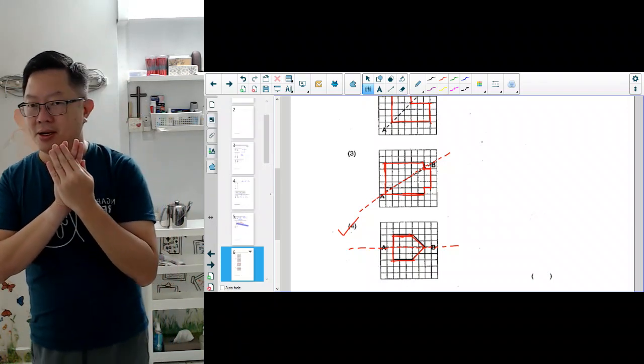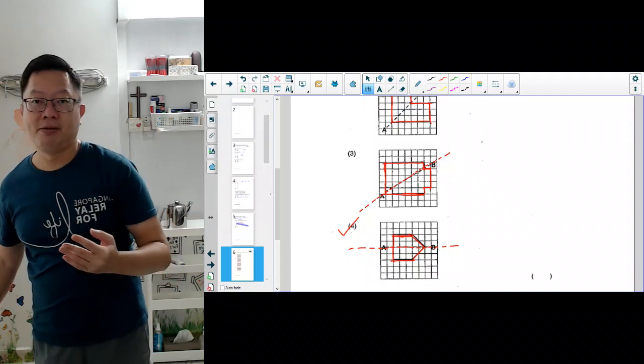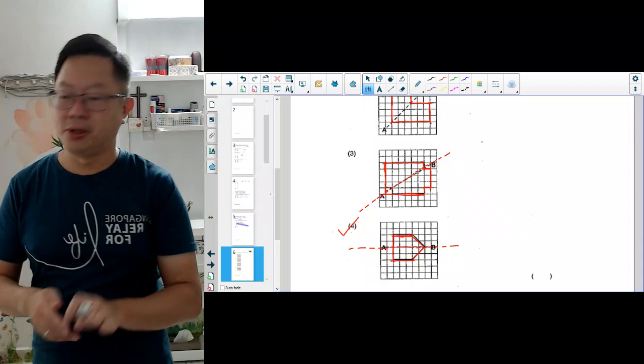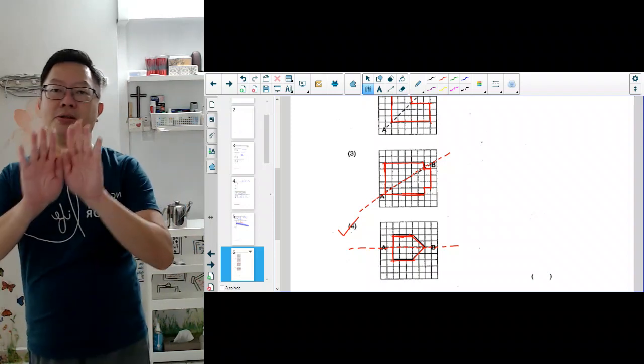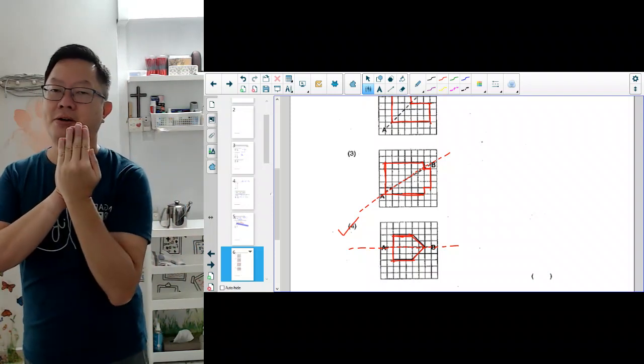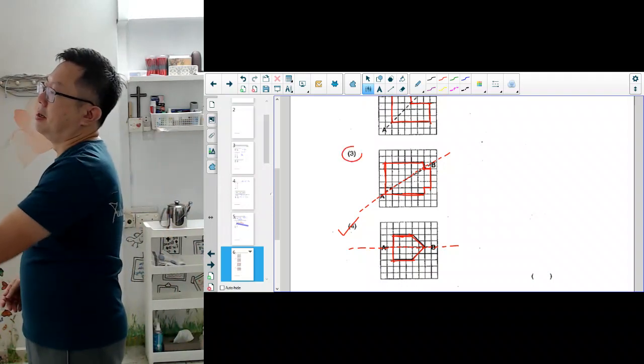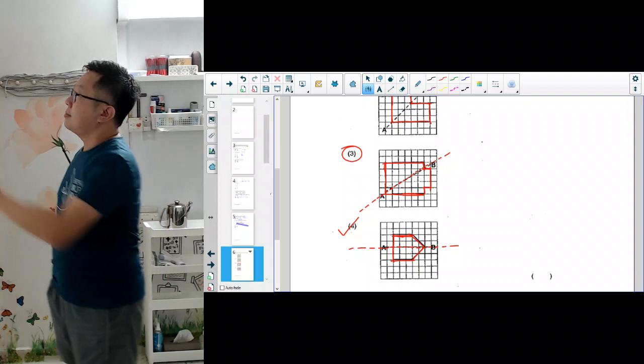Alright, so number 3 is what happens. That is exactly what happens. So you can't fold it into two. You can't really fold it into one side of it. Alright, so it's not symmetrical. So your answer will be number 3. Okay, let's go on to the next one.